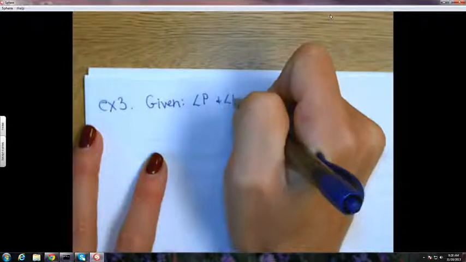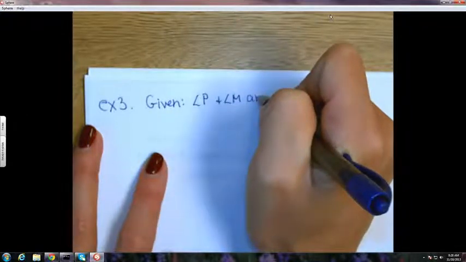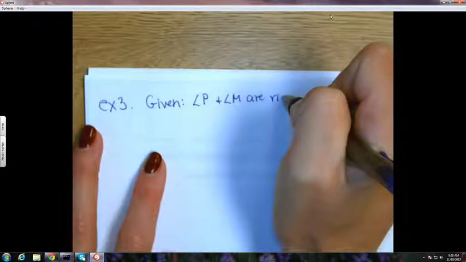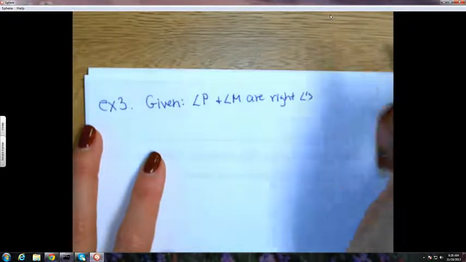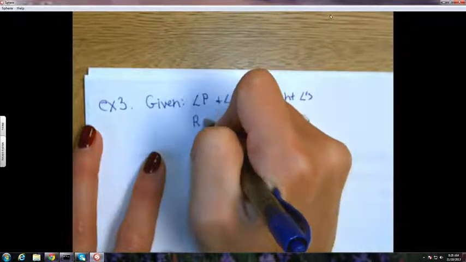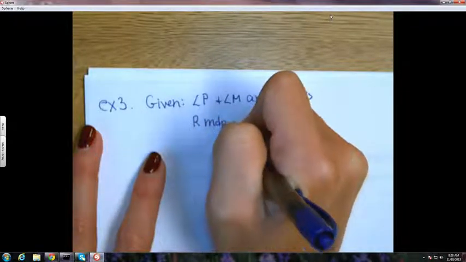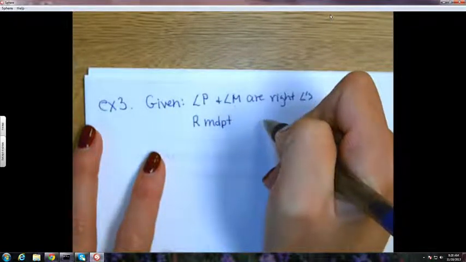Angle P and angle M are right angles. R is the midpoint of segment PM.